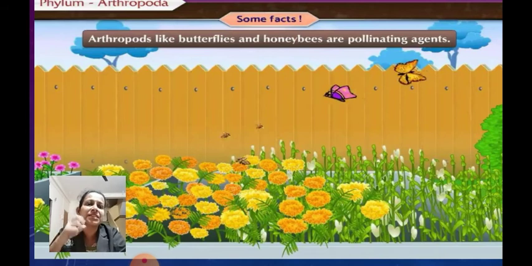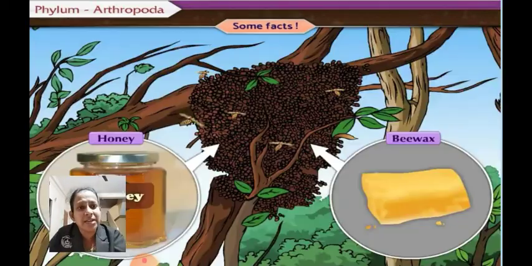Arthropods like butterflies and honeybees are called pollinating agents. That means they help in pollination. Pollination is another topic which I am not going to deal with right now because it's a big topic. It is the transfer of pollen from one flower to another so that the flower can get fertilized later on. So this is not required right now. You just remember that butterflies and honeybees are also called pollinating agents.